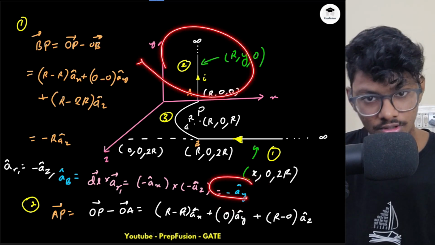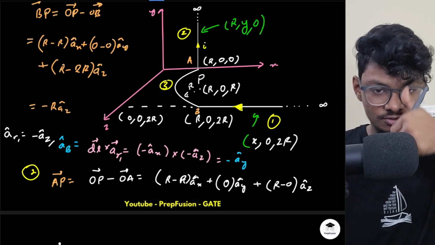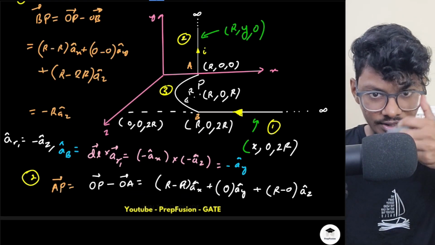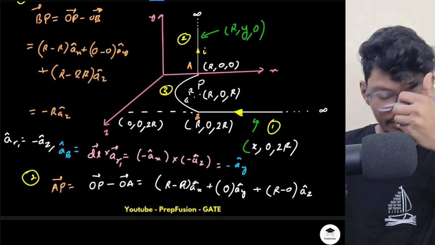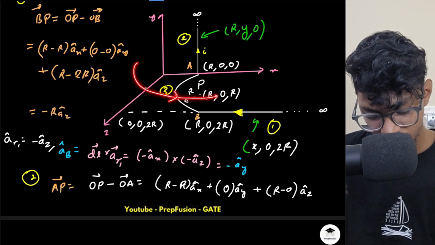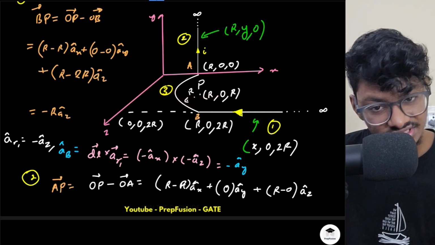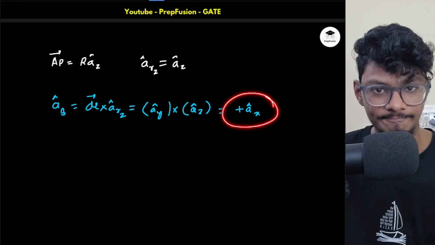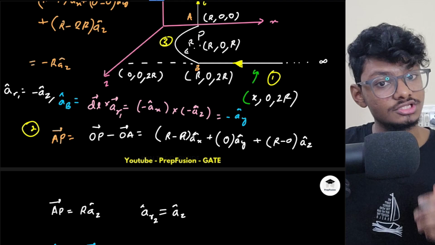For section 2, I will put my thumb along the direction of current, which is along plus a_y, and then I will curl my fingers. If I curl my fingers along this, it is showing me that it is along this direction. What is this direction? Plus a_x cap. This is in the positive a_x direction. So both of them are correct.